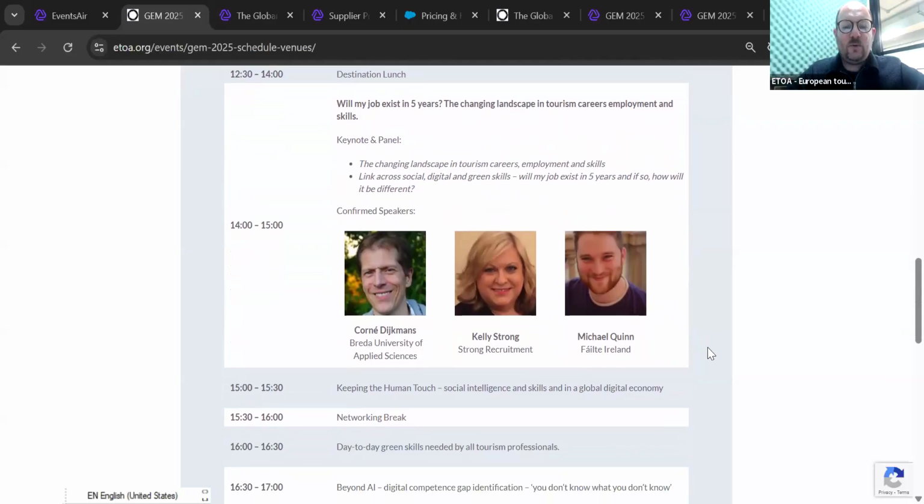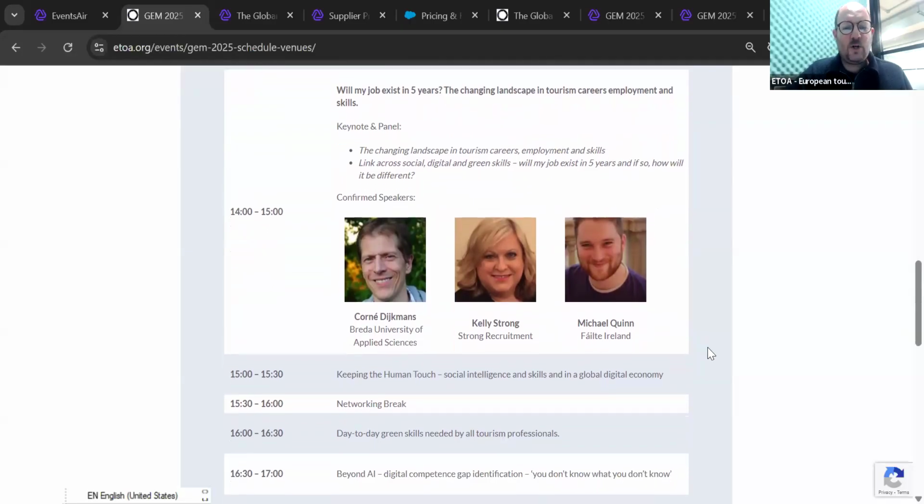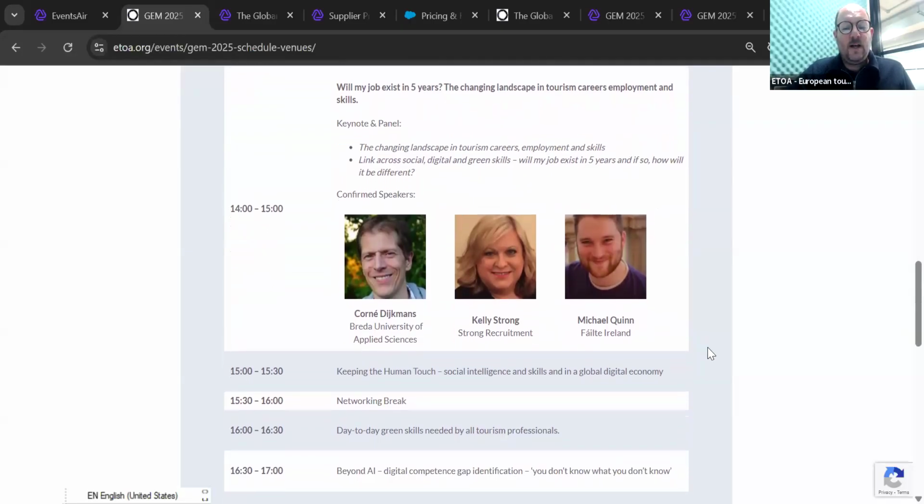And then going through social skills. Obviously, there's a lot of emphasis on AI and digital, but what does that actually mean for interpersonal skills, not only in dealing with your clients and your markets, but also within your companies? A brief session on the day-to-day green skills needed by tourism professionals. So that's really applicable things that we can apply on a day-to-day basis.